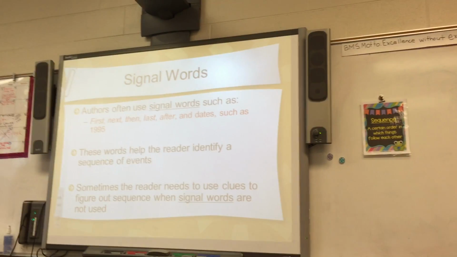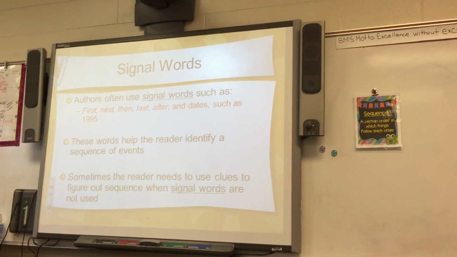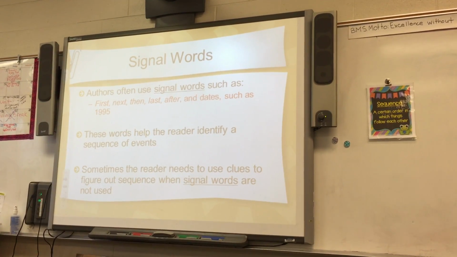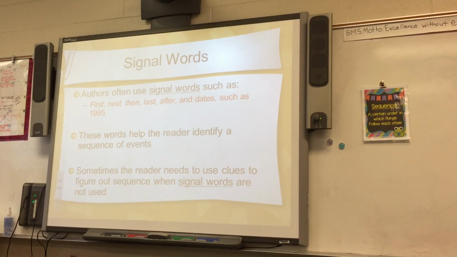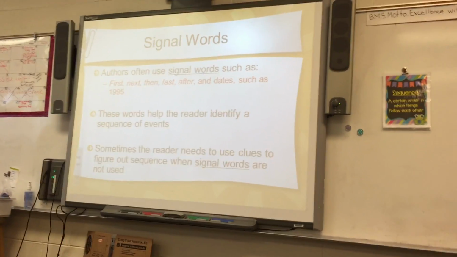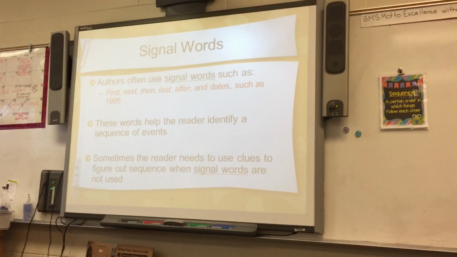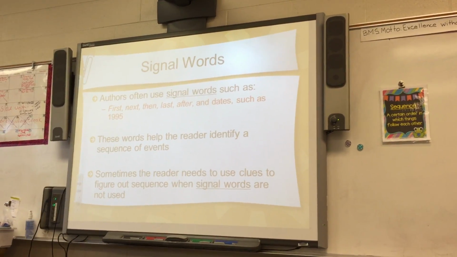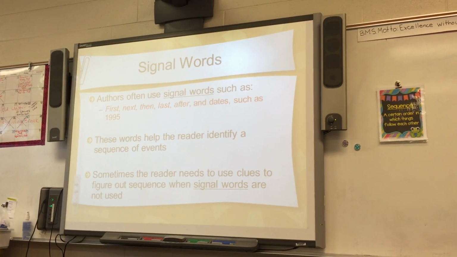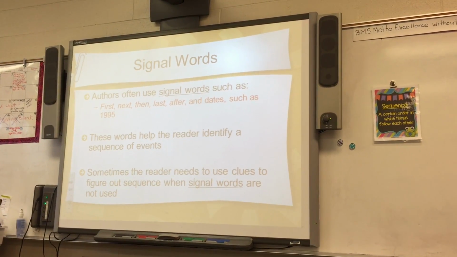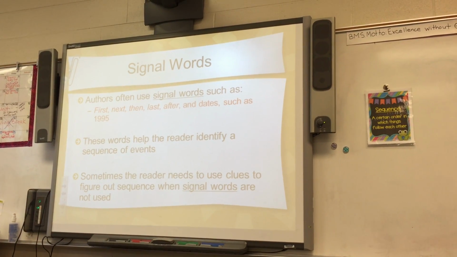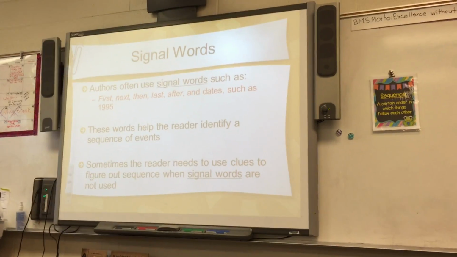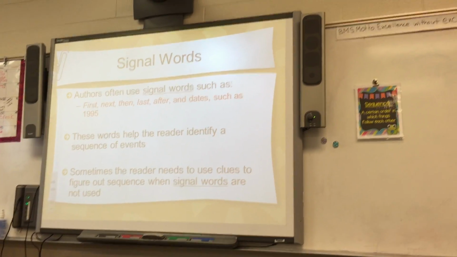So sequence, the signal words help the reader identify a sequence of events. It helps you know what happens first and what happens next. Helps you visualize the story better as well. Now if there are no signal words, what do you use? Context clues, thank you. You look in the story. You're not always going to see signal words, but you can look for context clues, and we're going to practice it both ways this week. You're going to practice with some sentences that have signal words, and then some paragraphs where there are no signal words. You just have to use common sense to see what happens first.